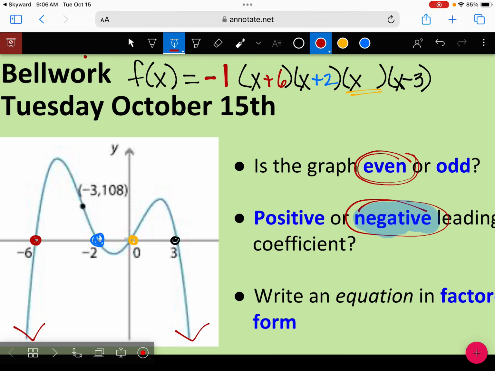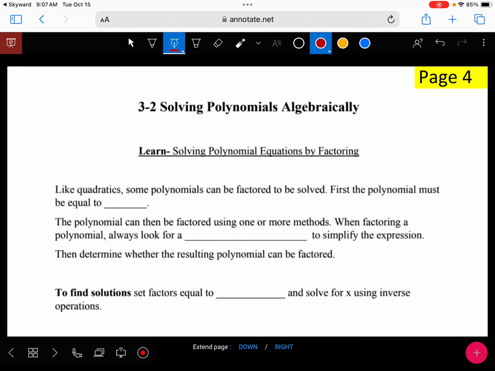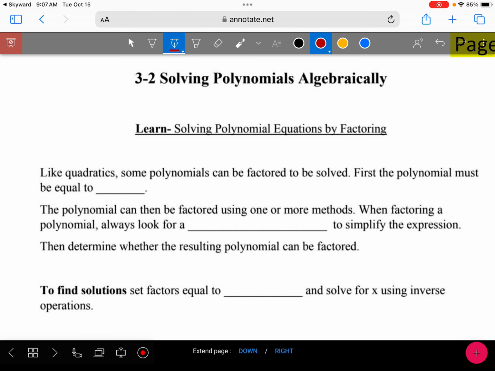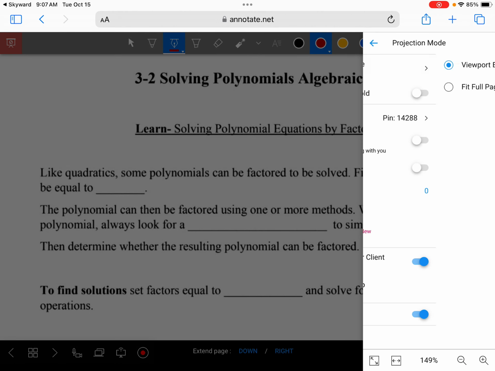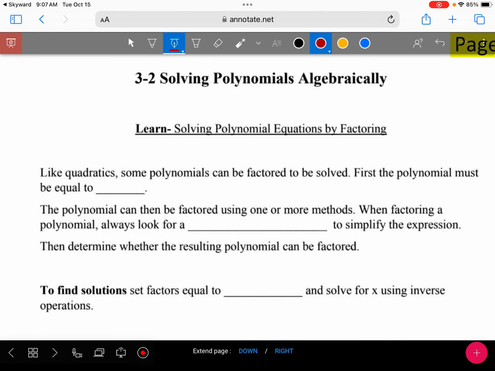All right, go to page 4 in your notes. We've got a little bit of factoring to do, and you might need your multiplication charts today too, because we are factoring. So page 4, let's go ahead and fill in our blanks. You have to make sure before you start factoring that you set it equal to 0.